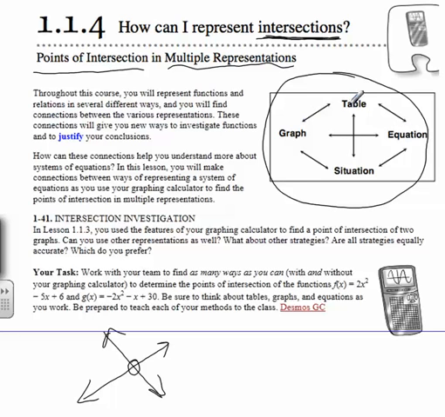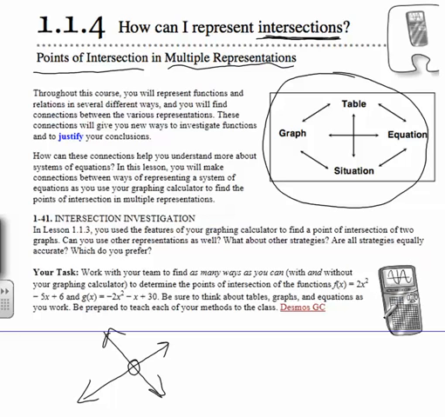Sometimes you only know a couple of them, and usually it's the top 3. Sometimes the situation is just a made-up equation for us to work on in math class. So we're going to be working on this problem here, intersection investigation, and primarily in class it's going to be done on our graphing calculator.